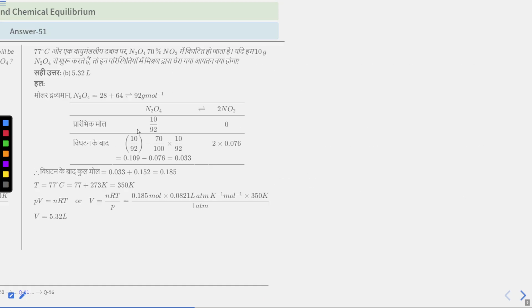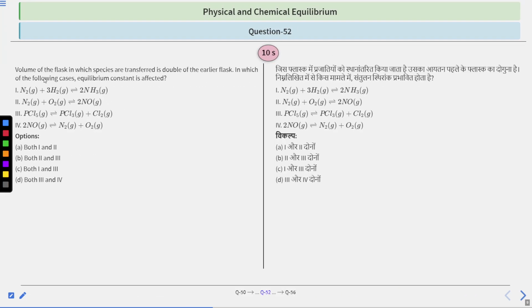Okay, let's move to the next question. Question number 52. The volume of the flask in which the species are transferred is double that of the earlier flask. In which of the following cases is the equilibrium constant affected? So we are given that the flask in which these reactions are happening right now has double the volume of the flask in which they were present earlier, right?